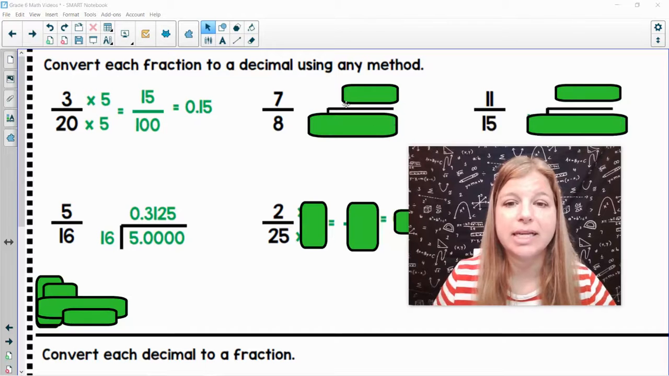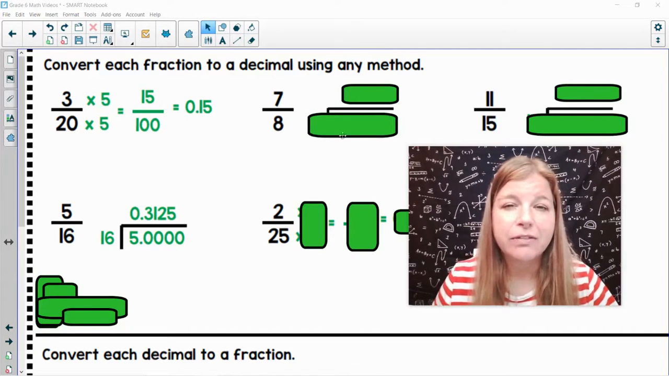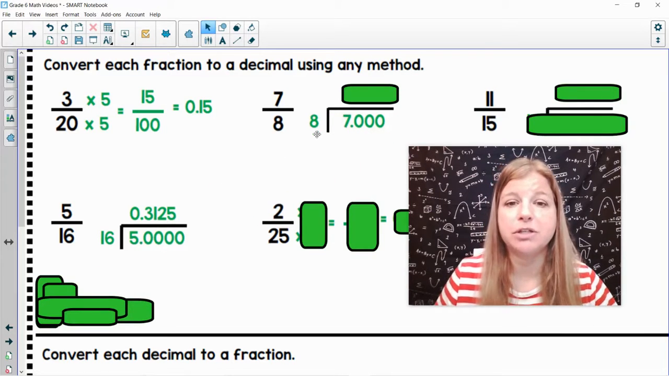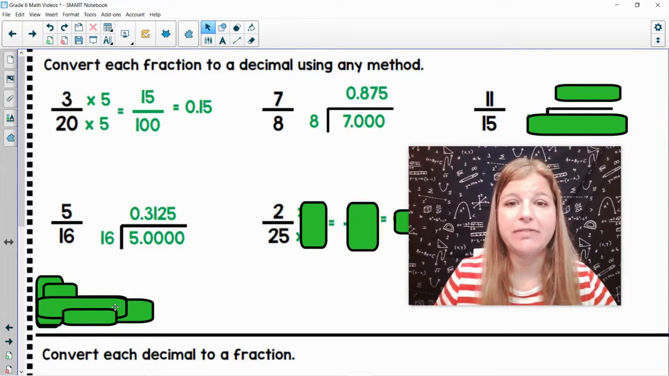7/8. Let's take a look at this next one. 7/8. Again, 8 is not a very friendly denominator when going to 100. So I would have to do the long division, see how many times 8 divides into 7. I end up getting 0.875 as my answer.